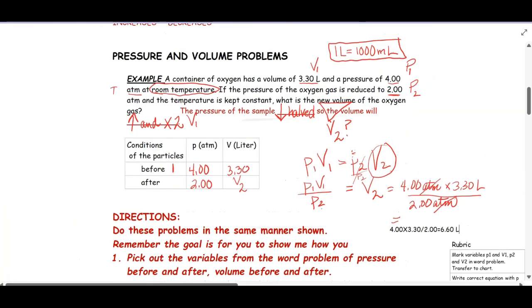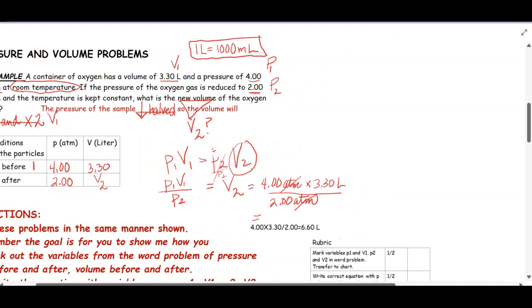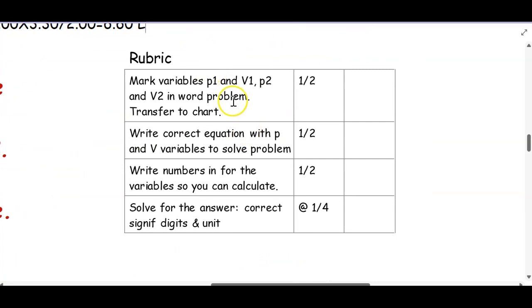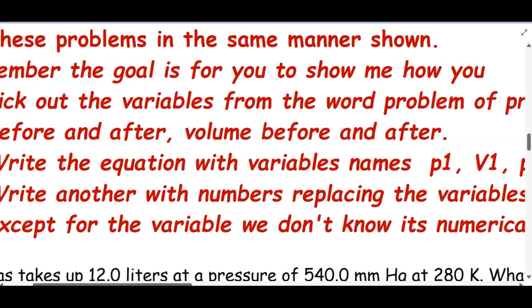Now, let's go up to our rubric over here. It says, when we do problems, the first thing we do is mark the variables, pressure 1, volume 1, and then afterwards pressure 2, volume 2 in the word problem. We mark them and then we transfer them to the charts. All right, so that's what we did here.